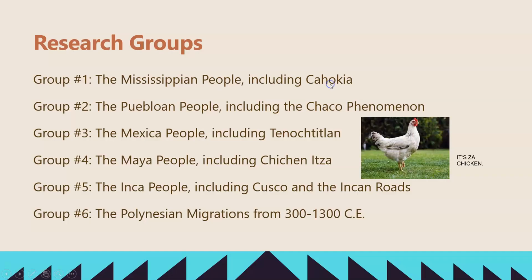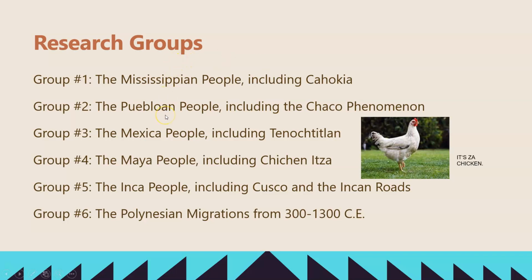So what I asked you all to do, now if you were absent, we'll come up with a plan B here, but for people who were here, I asked you to look at these groups. Group number 1, the Mississippian people. I wanted you to break it down in a way that your classmates can understand. I'll show you the assignment sheet in a second.